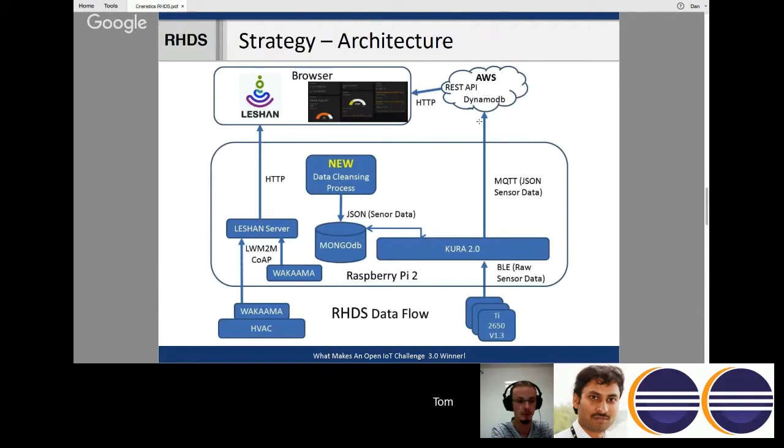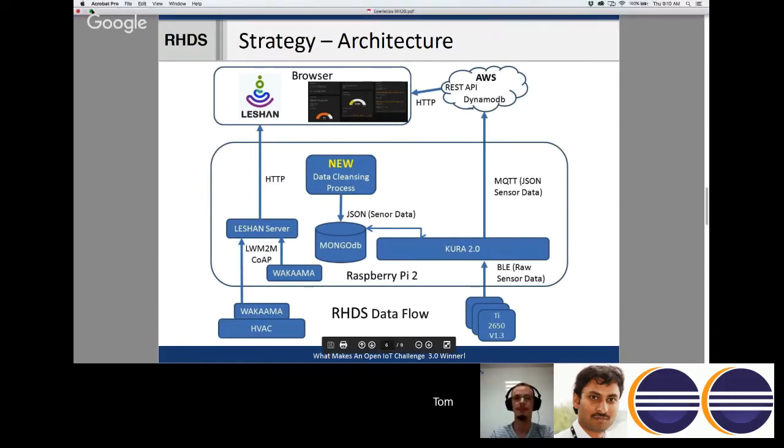Kura's secondary responsibility is to push a copy of the sensor data in JSON format over to a Mongo database. We found it necessary to do data cleansing and processing of the raw sensor data before forwarding it to the cloud. Basically, it was easier and more cost-effective to process data locally versus trying to do it out in the cloud. And of course, our front-end application, as I mentioned earlier, is Freeboard, and it's serviced through the REST API from Amazon. I'm going to switch over now to our brief view of the product itself. I'll give you an idea of the dashboard.